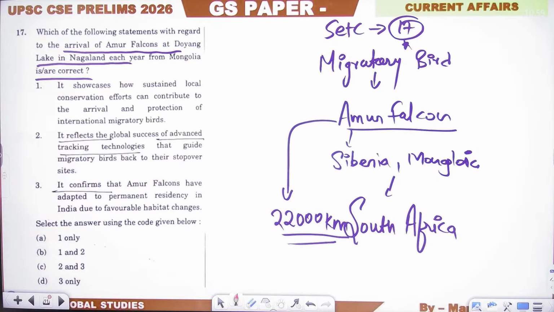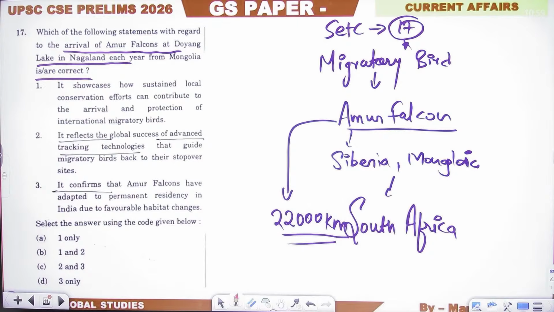In the first statement, they are saying that the following statement with regard to the arrival of Amur Falcons at Doyang Lake in Nagaland each year from Mongolia. It showcases how sustained local conservation efforts can contribute to the arrival and protection of international migratory birds. It reflects the global success of advanced tracking technology that guide migratory birds back to their stopover sites. It confirms that Amur Falcons have adapted to permanent residency in India due to favorable habitat change.